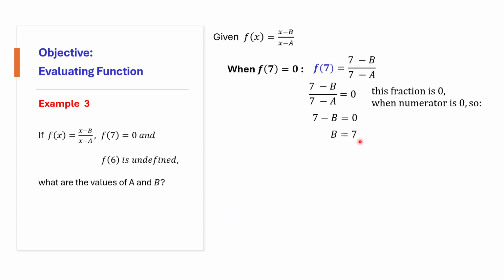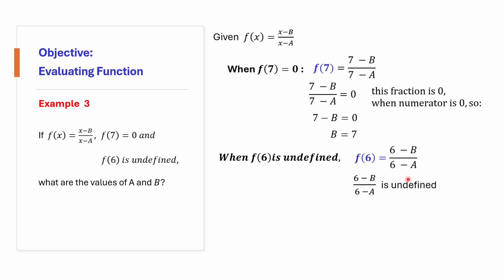And then another given is f of 6 is undefined. So let us evaluate f of 6 from this given function by substituting 6 for every x in the given function. So we will get 6 minus b over 6 minus a. And since f of 6 is undefined, this fraction is undefined only if the denominator is 0, because if the numerator is a non-zero number divided by 0, that is undefined. So it is enough to solve this as 6 minus a equal to 0, and a is 6.